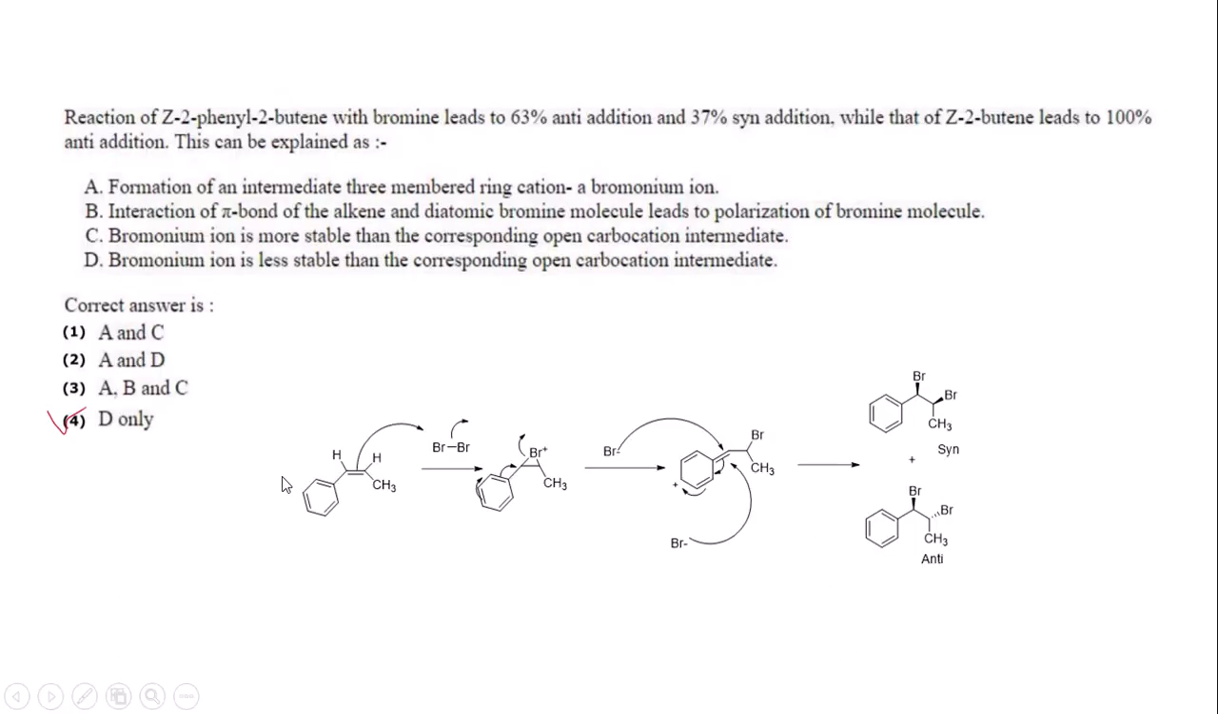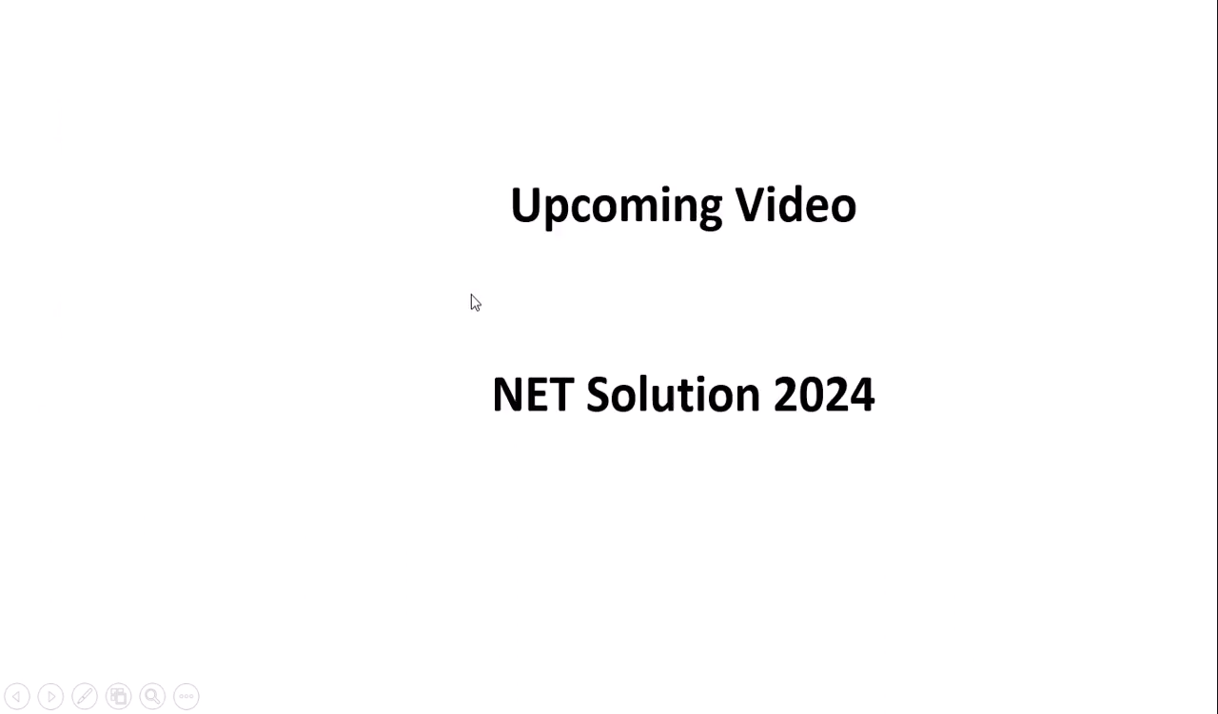Now we come to the Z-2-phenylbutene with bromine, which leads to 63% anti-addition and 37% syn addition. That is, the reaction must go through a carbocation intermediate. Here the bridged bromonium ion formation for this substrate is very unstable because the carbocation can be stabilized by the pi electron conjugation of the phenyl ring. So we get the syn plus anti-addition product. So statement D is the only correct one, that is, the bromonium ion is less stable than the corresponding open chain carbocation intermediate.